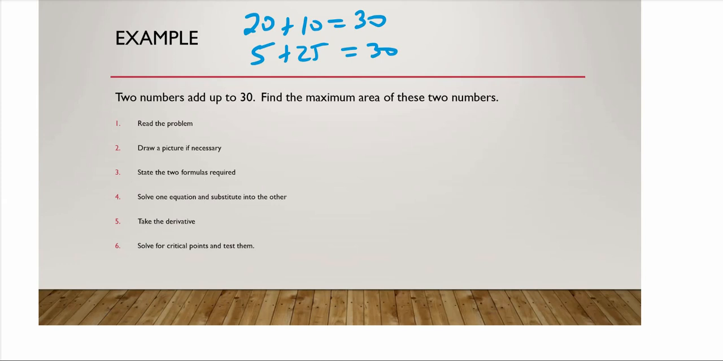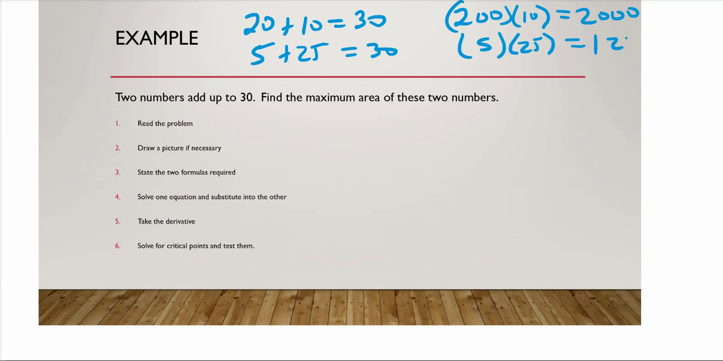Now, what they want is to find the maximum area of these two numbers. So in this scenario, I'm going to take 200 and I'm going to multiply it by 10, and that is going to give me an area of 2,000. What about the other one? Let's pretend I have 5 times 25. That's going to give me 125. So what are you noticing about this scenario? Well, oops, I made a mistake here. I put 200. It's really 20. So if I look at these two scenarios, this one has a bigger area than this one. So this guy is automatically out. But what are the perfect numbers to give me the biggest area? That's what we're trying to find.